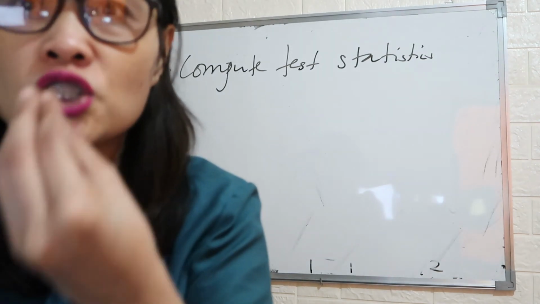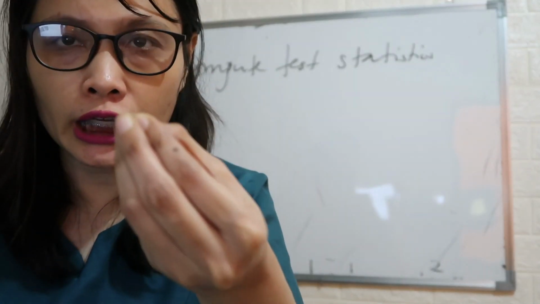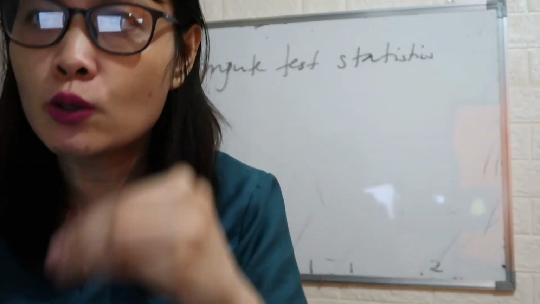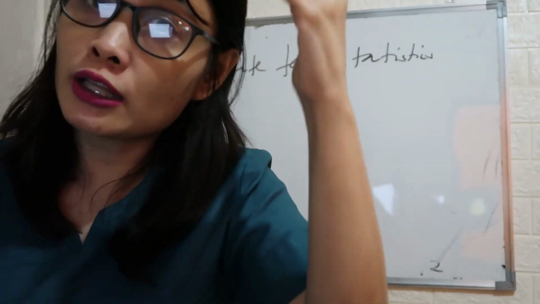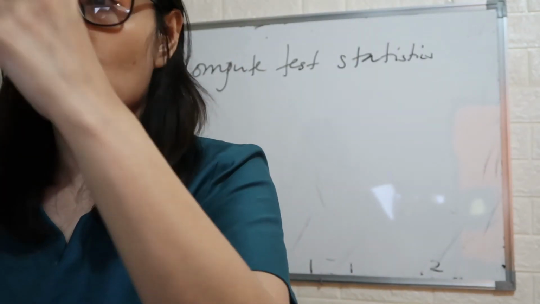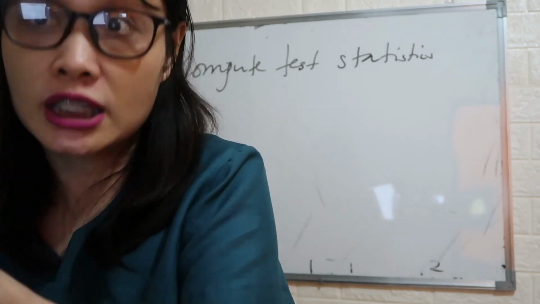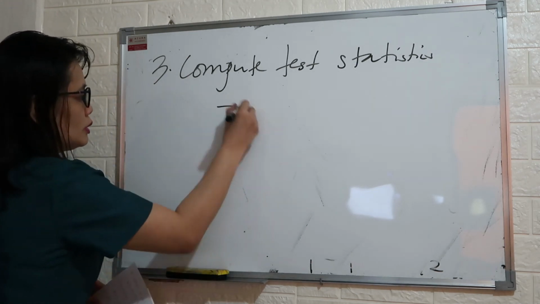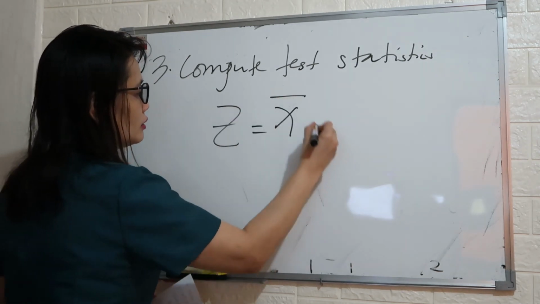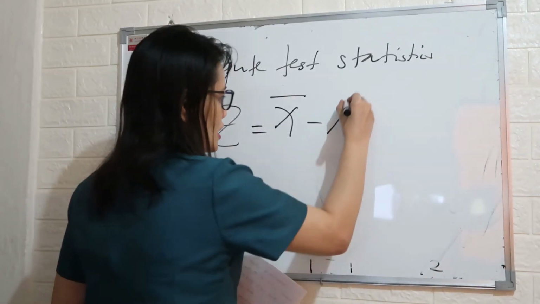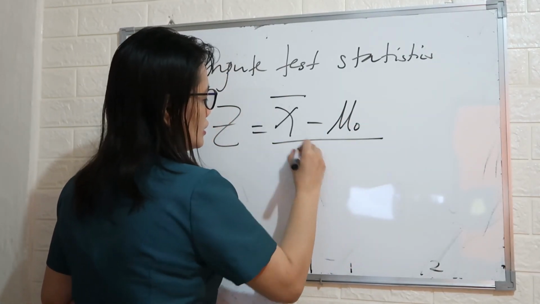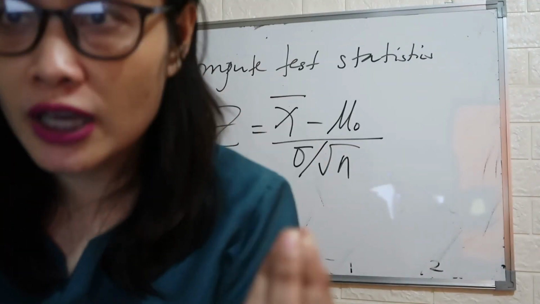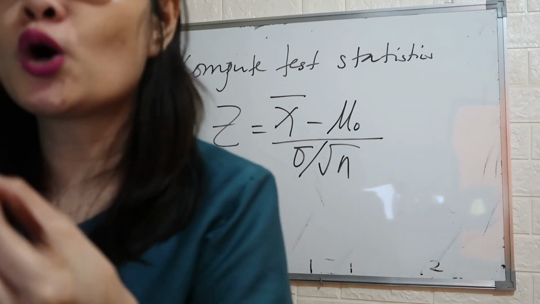Since your sample size is greater than or equal to 30, we will be using the z-test. When the sample size is greater than or equal to 30, we use the z-test. If lower than 30, t-test. There are only two, z-test or t-test. In here, the given is 30 weeks, meaning n is greater than or equal to 30, so we will be using the z-test. We have the sample mean minus the hypothesized population mean over sigma divided by square root of n. If sigma, the standard deviation of the population, is not given, we can use the sample standard deviation.